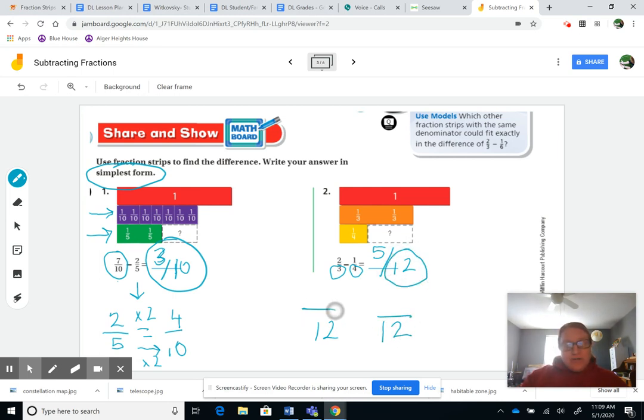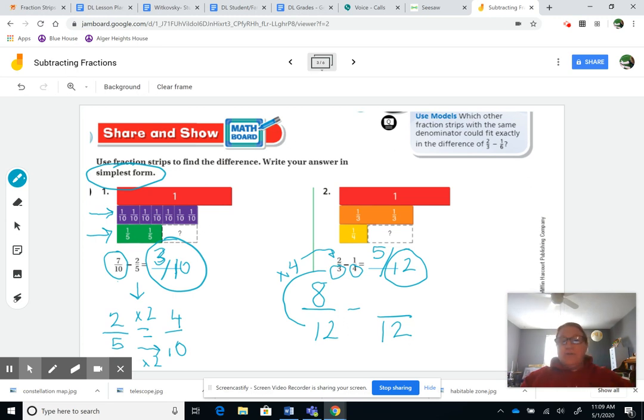Now, in order to change them, you just have to make sure that you're multiplying by the same number. So for example, how do you get from 3 to 12? The answer is you multiply by 4. Do the exact same thing to the numerator. 4 times 2 is 8, right?